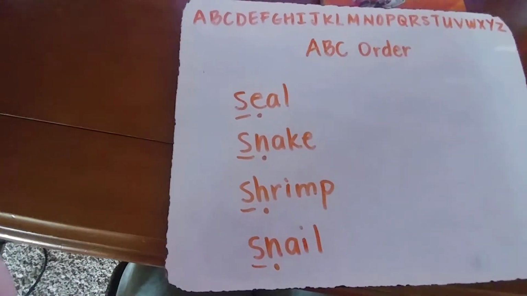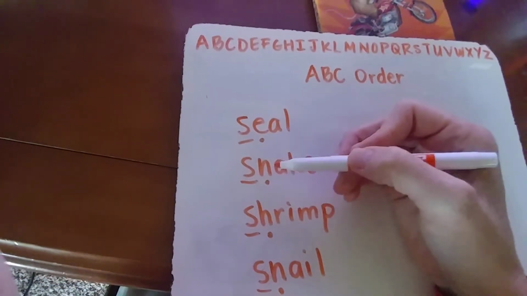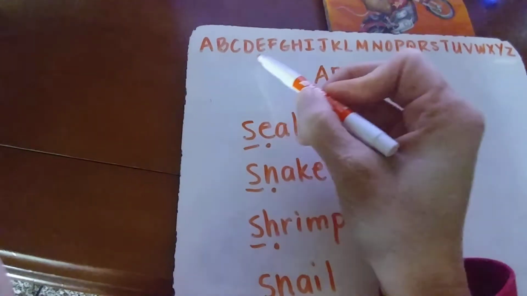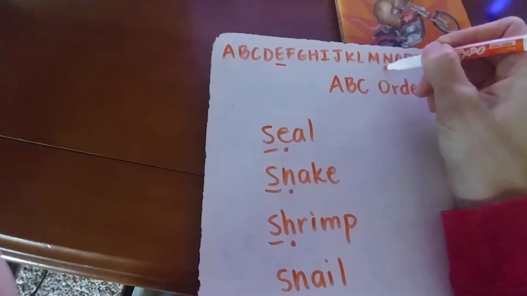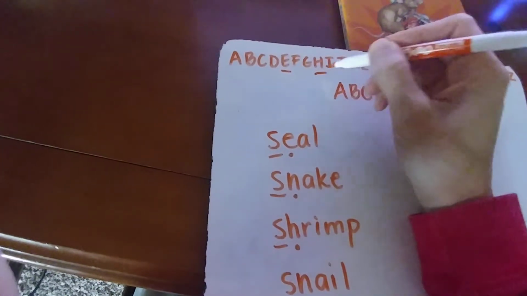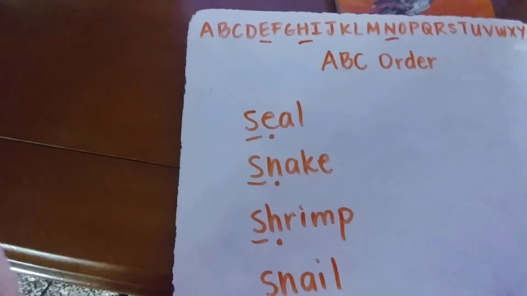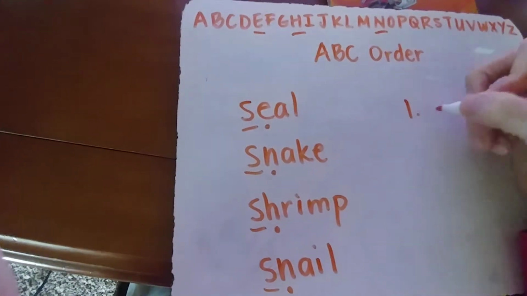So we want to look at that second letter and say, well, which one comes first in the alphabet? Is it E, N, H? Well, when I go to my alphabet, I see there's E. Might even want to underline. There's H, and there's N. Those are the letters that I'm dealing with. So because E comes before H or N, I'm going to put seal as number 1.